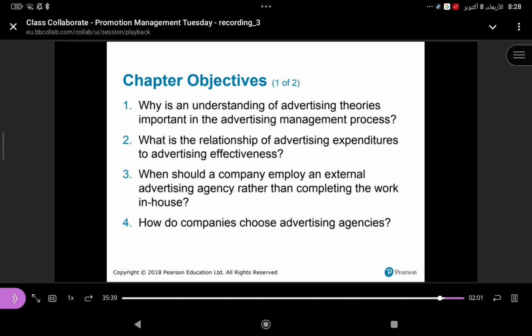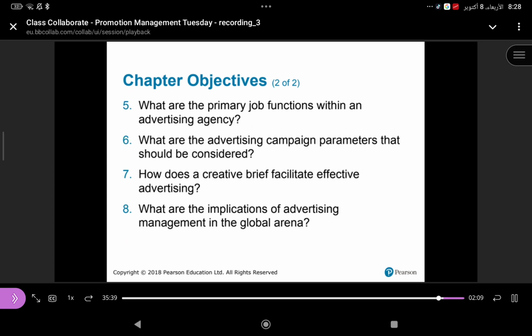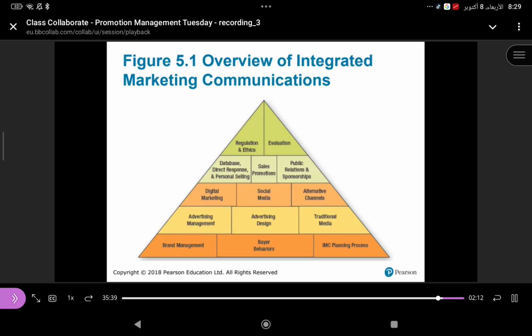Now, in this slide, you will see we have an overview of integrated marketing communications. This is like a complete picture. And in this complete picture, you will be able to see there are many sections which are at the lower level of the pyramid, and there are some sections which are at a higher level of the pyramid.